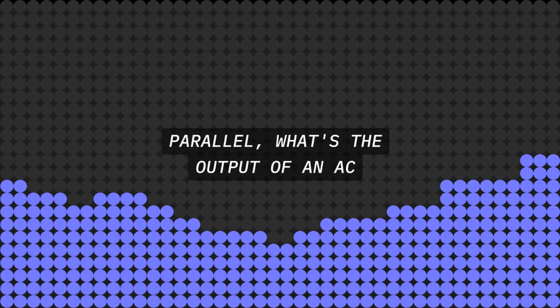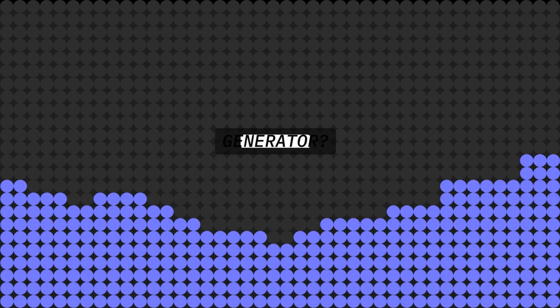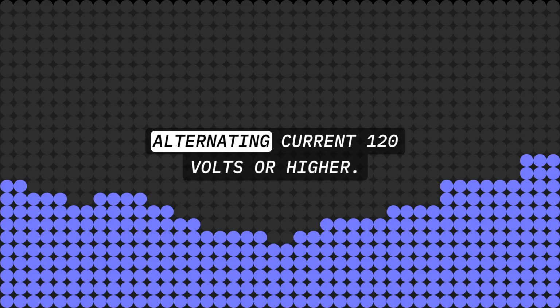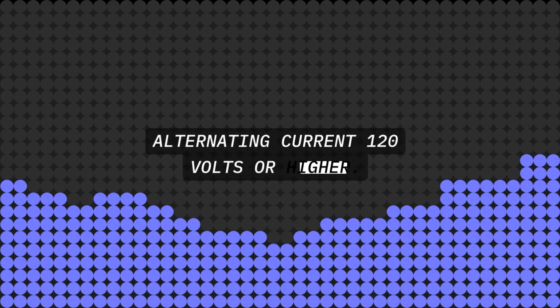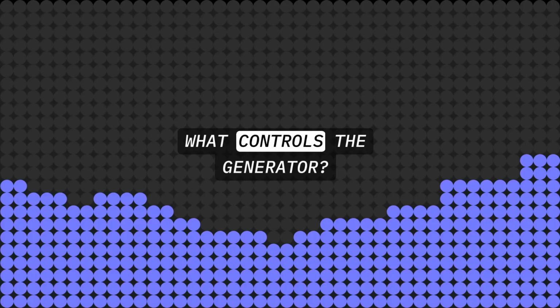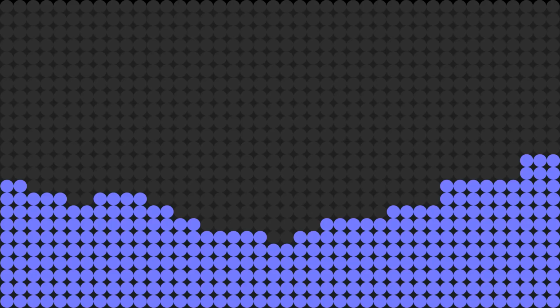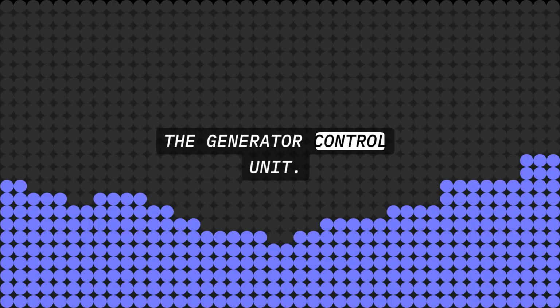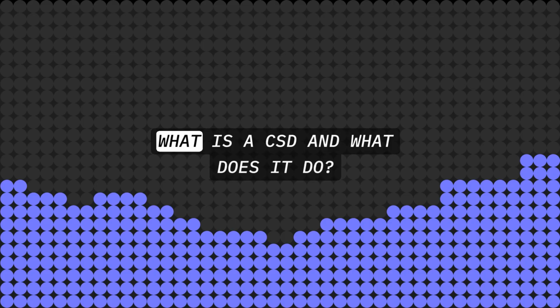In an aircraft with twin engines, how are the generators operated to supply the aircraft with power? Parallel. What's the output of an AC generator? Alternating current, 120 volts or higher. What controls the generator? The generator control unit.